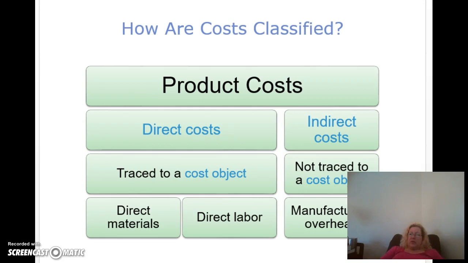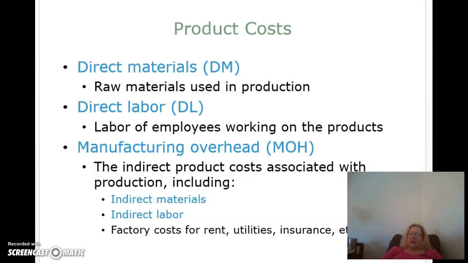All right, let's move to the next slide and talk about product costs. So product costs are classified into 3 categories for manufacturing companies. You have direct material, direct labor, and manufacturing overhead. Direct material consists of the raw materials that are converted into the finished product. Direct materials can be easily and cost-effectively traced to the product, so they're considered to be a direct cost.